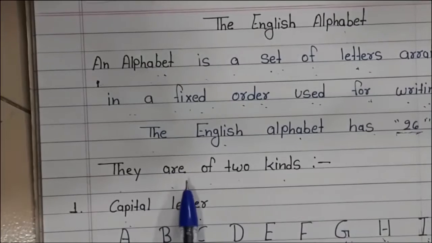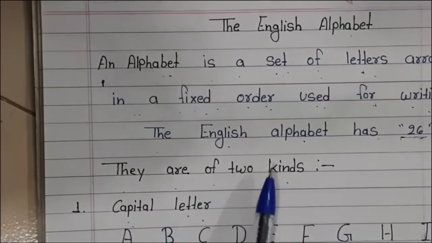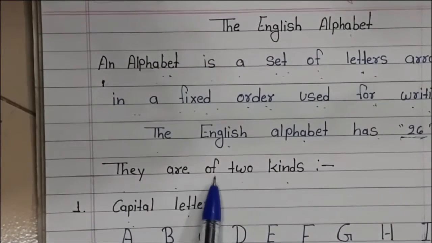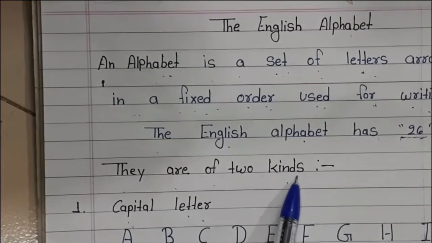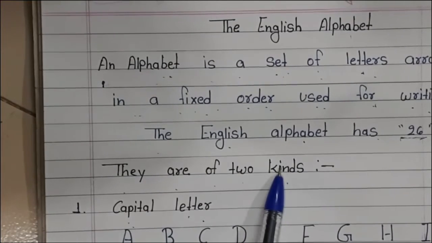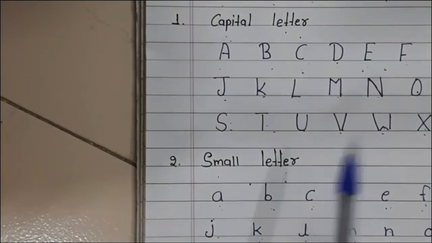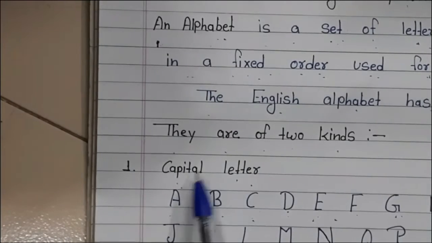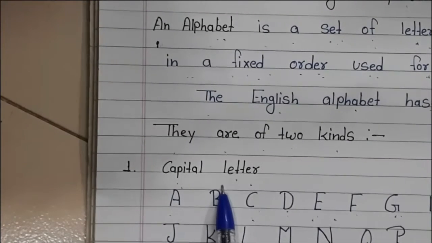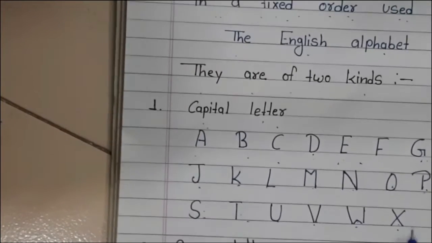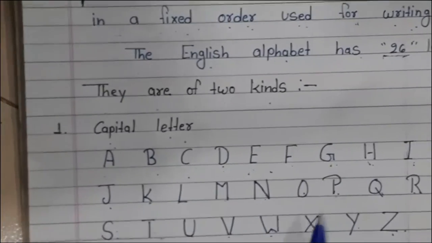Now, they are of two kinds. Okay? कितने type के होते हैं? दो type के होते हैं. Okay? What is first? Capital letter. And what is the next? Small letter. Okay? So, here capital letter. Capital means bada.